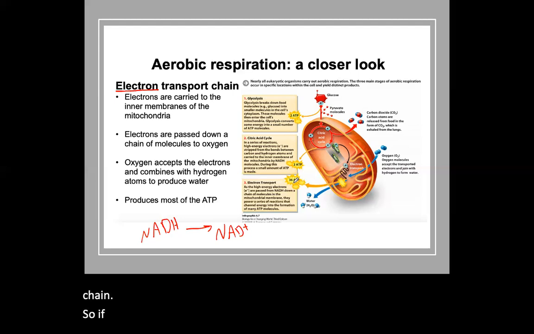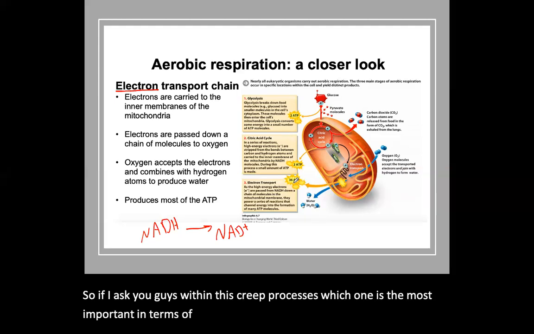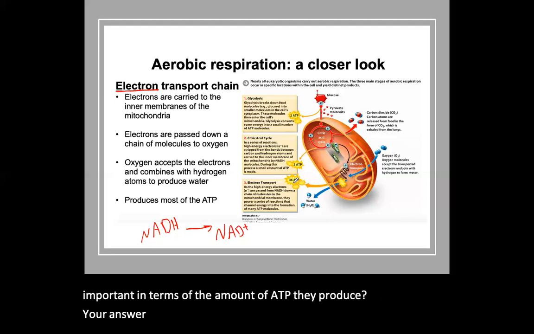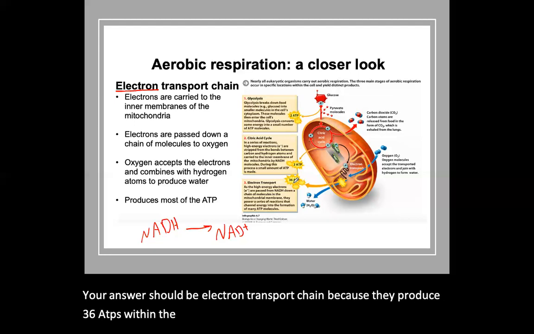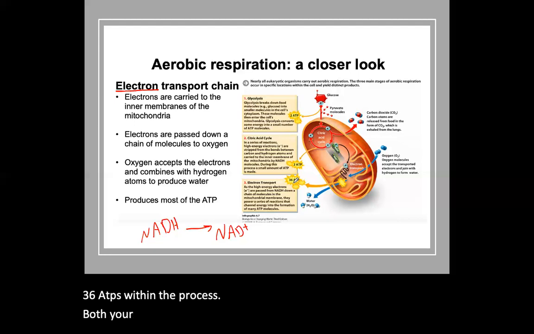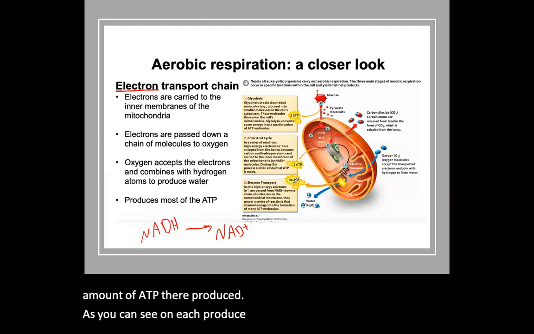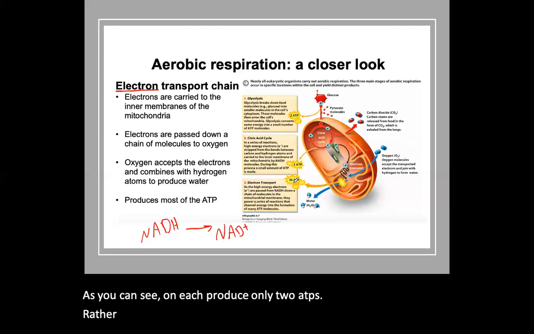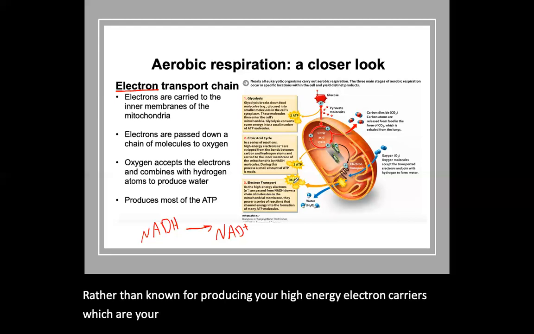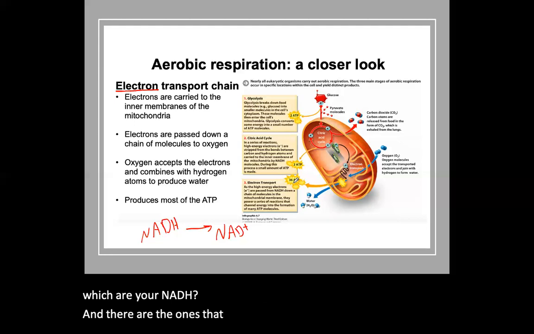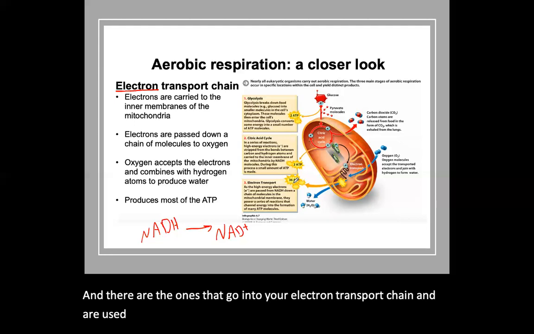So if I ask you guys, within these three processes, which one is the most important in terms of the amount of ATP they produce, your answer should be electron transport chain, because they produce 36 ATPs within the process. Both your glycolysis as well as the citric acid cycle are not known for the amount of ATP they produce. As you can see, they each produce only 2 ATPs. Rather, they're known for producing your high energy electron carriers, which are your NADH, and they are the ones that go into your electron transport chain and are used to produce all of that 36 ATPs.